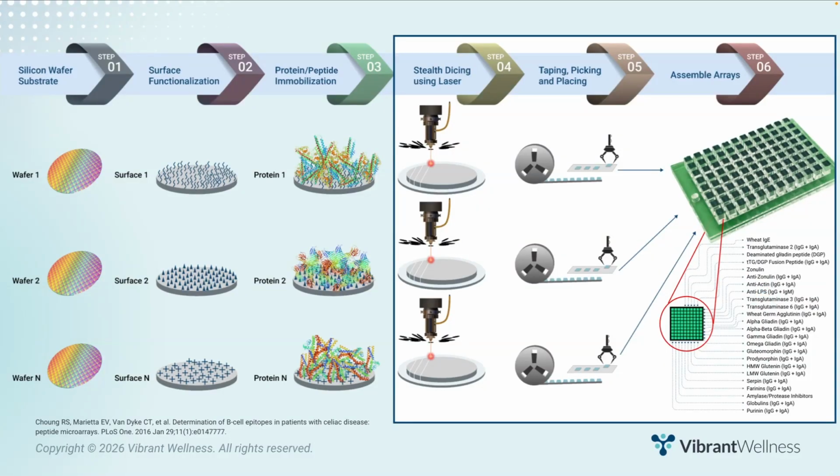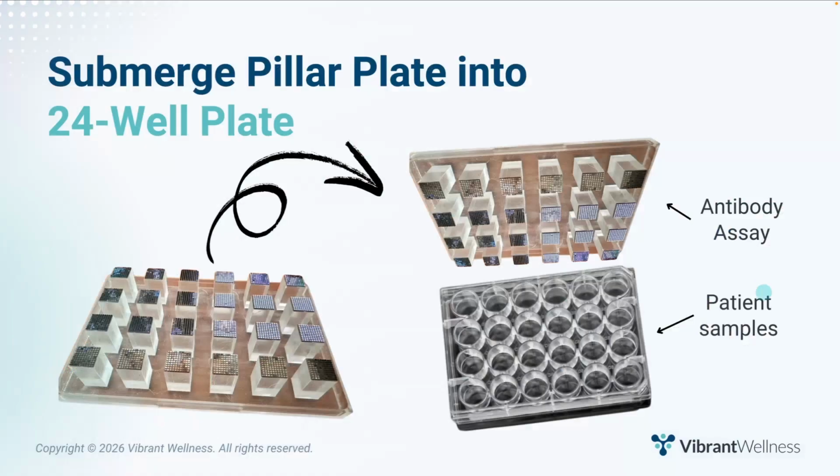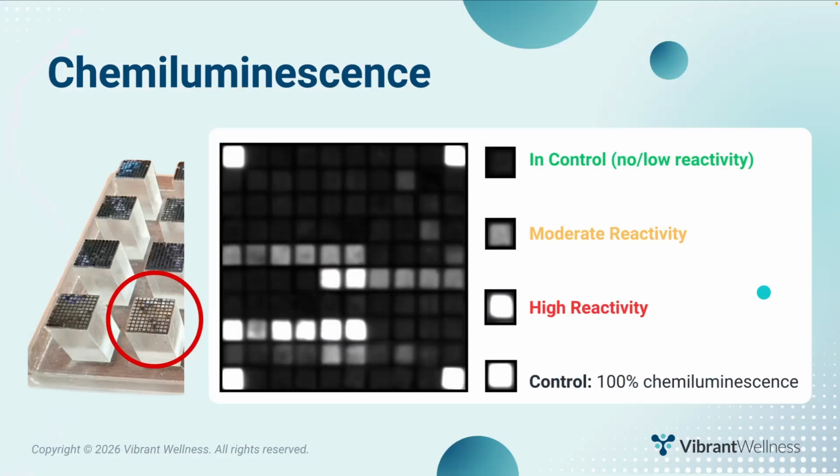In step 5, Vibrant uses automated machines to arrange the microchips, 1 for each antigen, in a 10 by 10 grid atop one pillar on a pillar plate. The pillar plate is then flipped upside down and submerged into a well of the patient sample, allowing for the simultaneous analysis of a large number of analytes from a single sample.